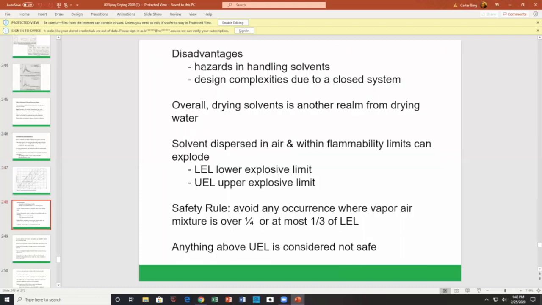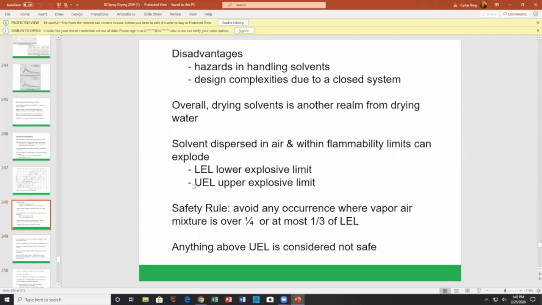Major disadvantages: hazards in handling solvents, design complexities of a closed system. Overall, drying solvents is another realm from drying water. You have exposure limits, lower explosion limits, and upper explosion limits.